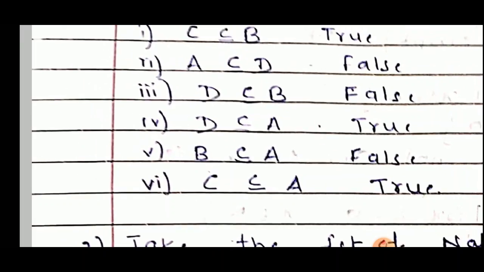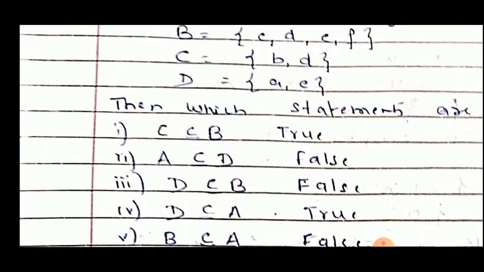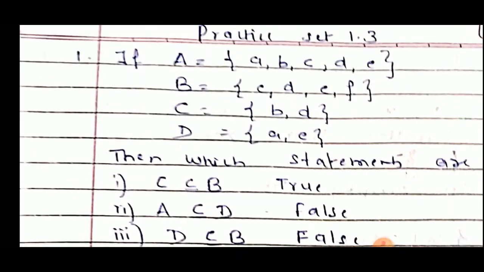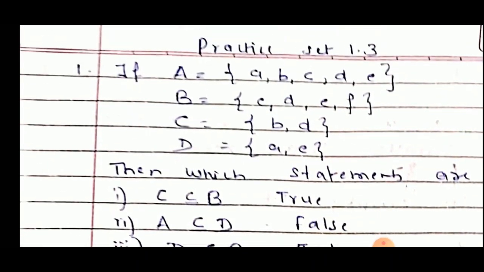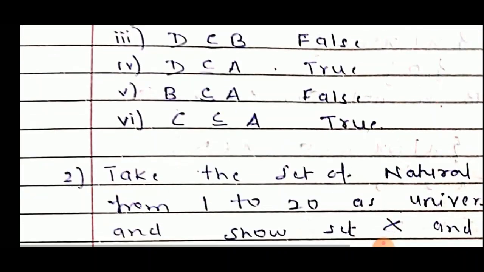Then C is a subset of A. Again that is a true statement, because B and D are the elements of C. They are also the elements of A. So that also is a true statement.